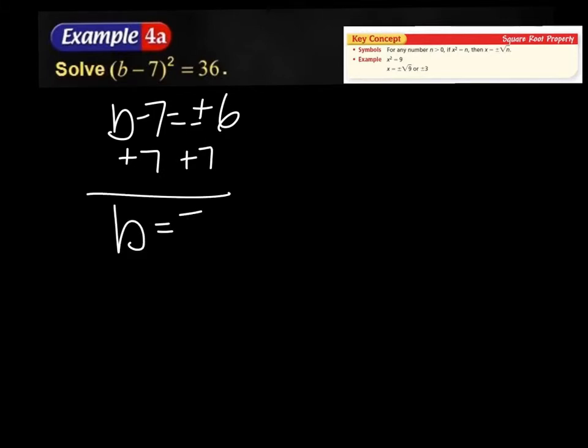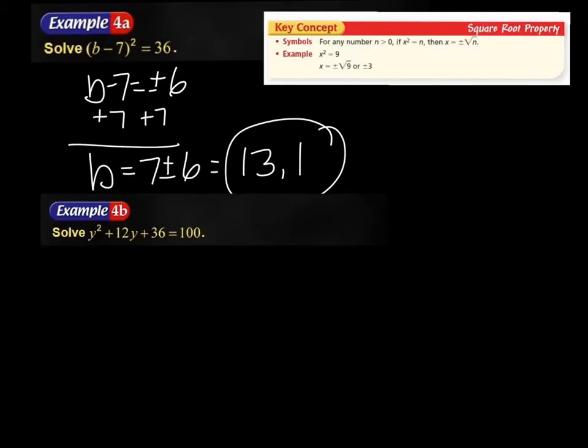So they've set this one up very nicely for us. We have a perfect square already on the left and a perfect square on the right. So I can take the square root of both sides. I have b minus 7 equals plus or minus 6. Add 7 to both sides, and we get b equals 7 plus or minus 6. Now these are nice rational numbers, so we can go ahead and add. 7 plus 6 is 13, and 7 minus 6 is 1. So our two answers are 13 and 1.